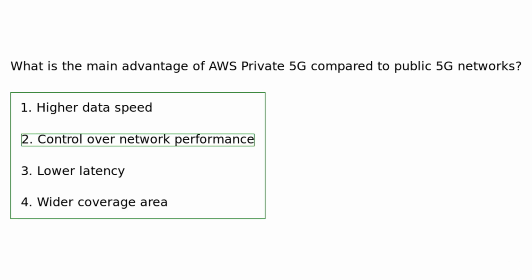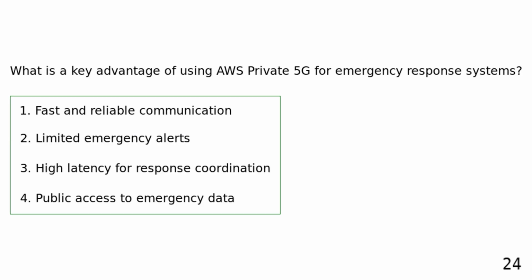The main advantage of AWS Private 5G compared to public 5G networks is the control over network performance, allowing for customization and optimization. What is a key advantage of using AWS Private 5G for emergency response systems? Fast and reliable communication. Limited emergency alerts. High latency for response coordination. Public access to emergency data.